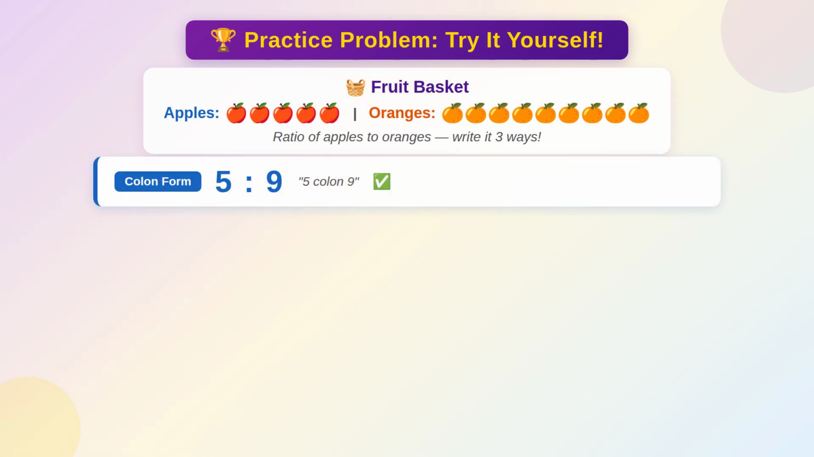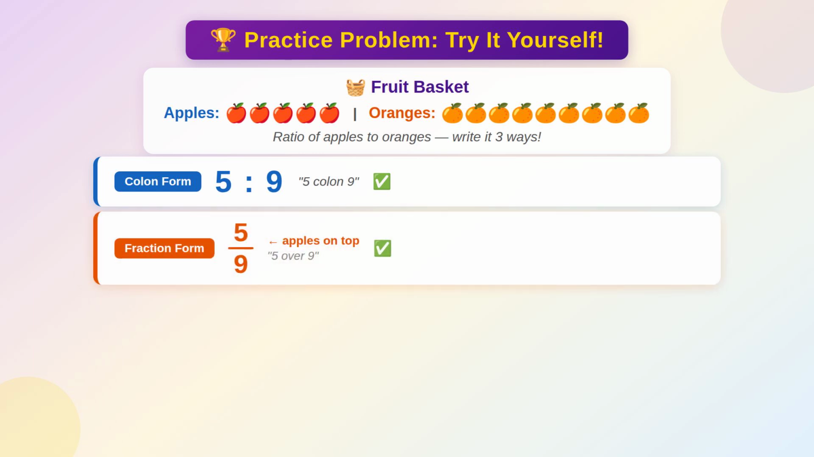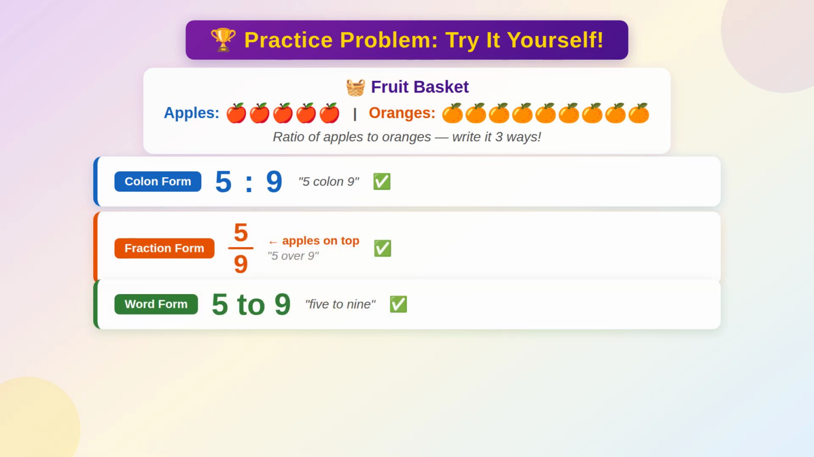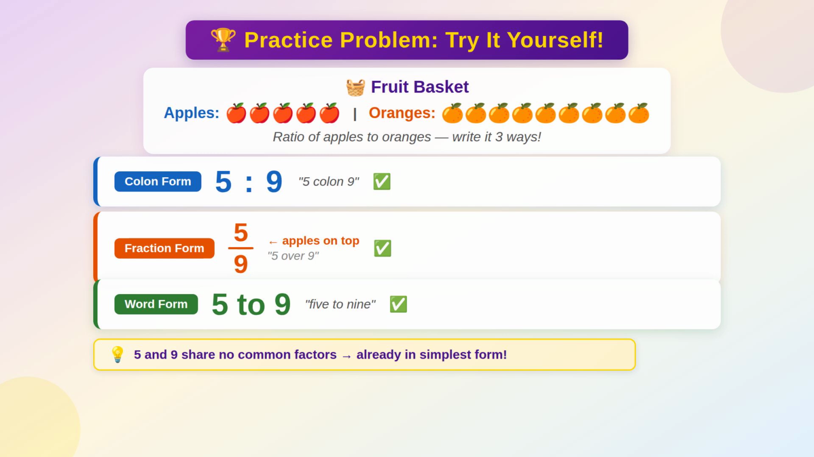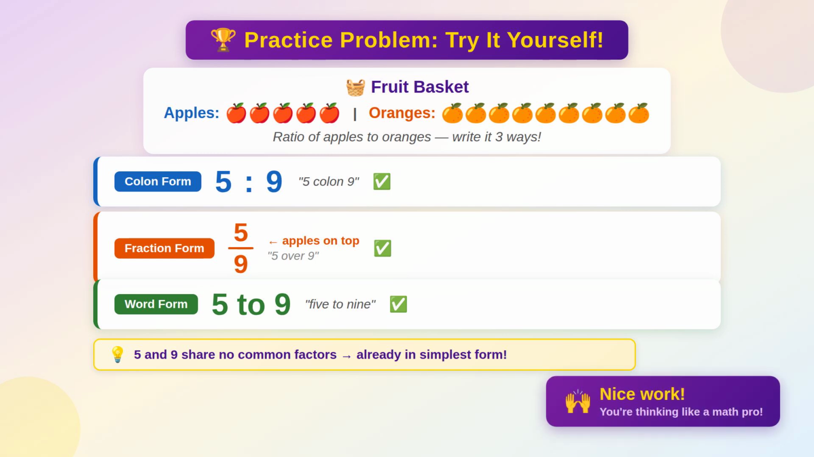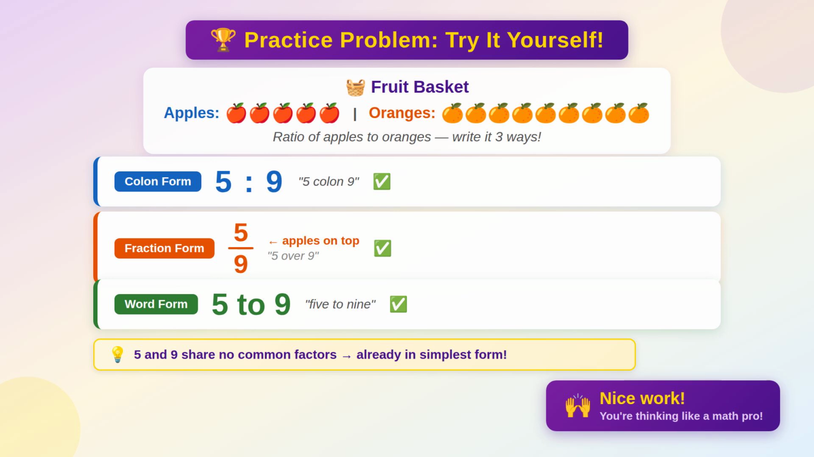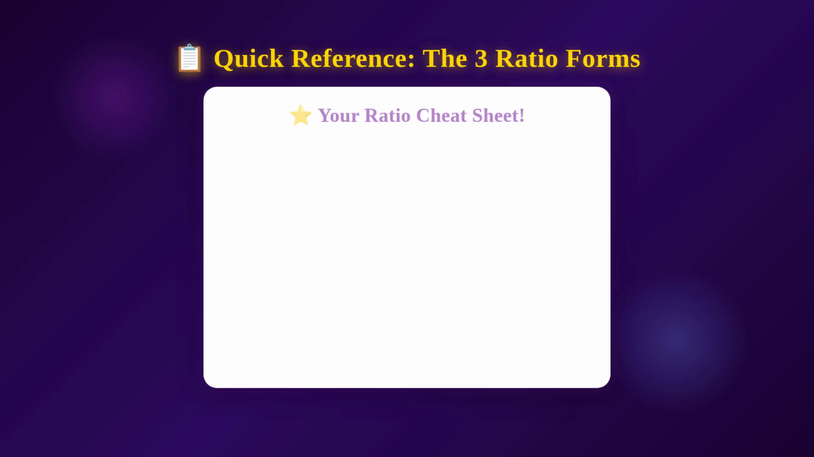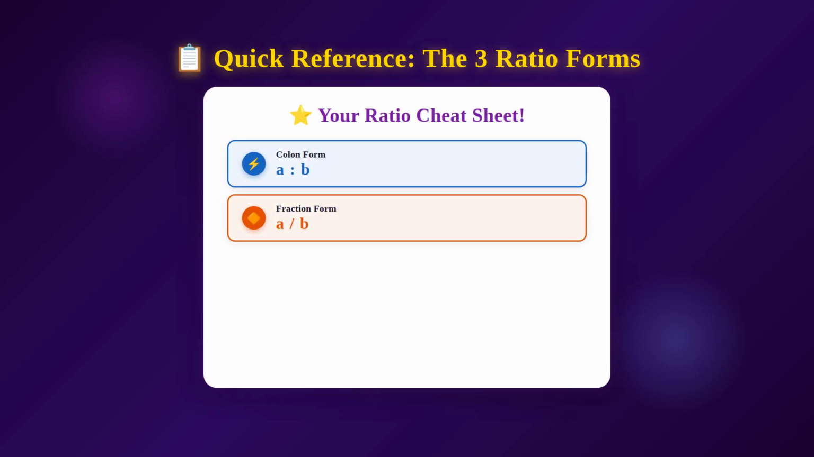Okay, pause the video and try this one yourself before I show you the answer. A fruit basket has 5 apples and 9 oranges. Write the ratio of apples to oranges 3 ways. Go ahead, I'll wait. Ready? Let's check. Apples go first because the question says apples to oranges. Colon form, 5:9. Fraction form, 5/9. Apples on top. Word form, 5 to 9. Does 5/9 simplify? 5 and 9 share no common factors, so nope, we're done. How did you do? If you got all 3, give yourself a high five. You're thinking like a math pro.